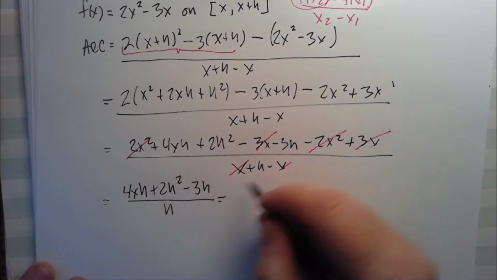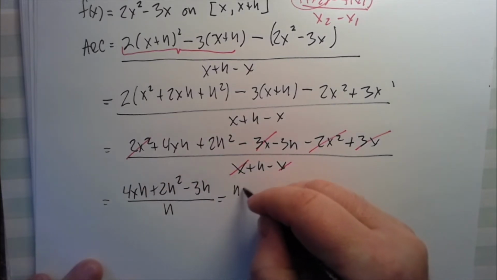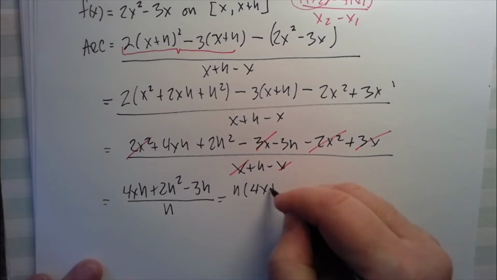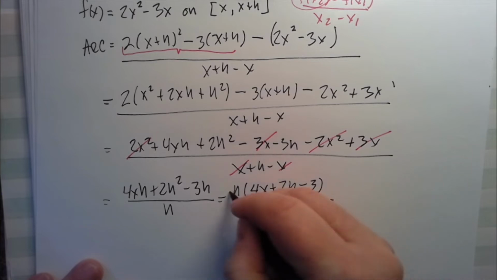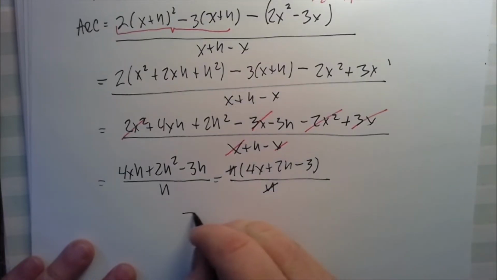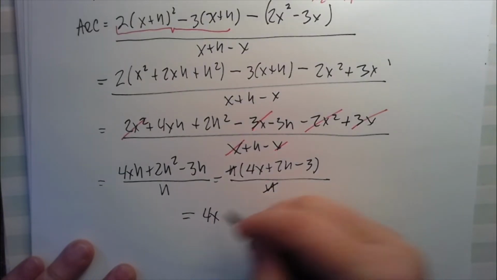So h divides into each one. Let's do it this way. Let's factor it out. So that gives us 4x plus 2h minus 3 all over h. Those two divide out, with our final answer being 4x plus 2h minus 3.